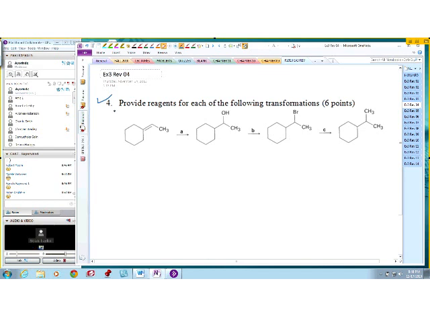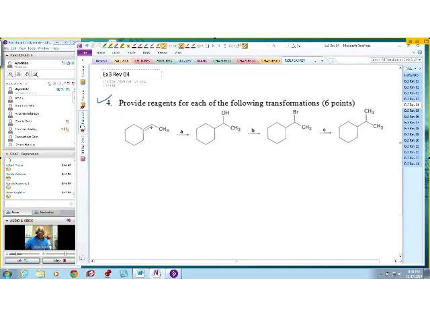Provide reagents for each of the following transformations. Am I talking? Okay, thank you. I heard you, Sean, I also heard Ronel, both of you at the same time. So what this question is asking us to do is provide reagents for each of the following transformations. You can see here, this is another case of knowing your reagents. So let us do this.